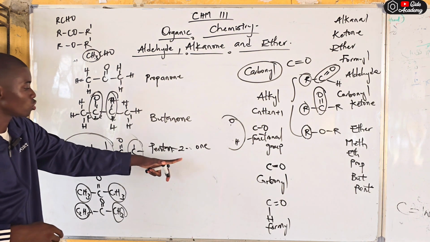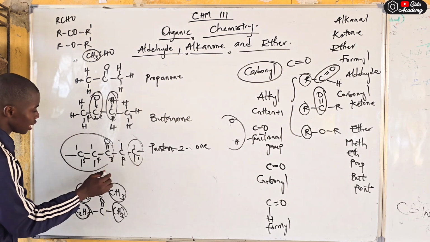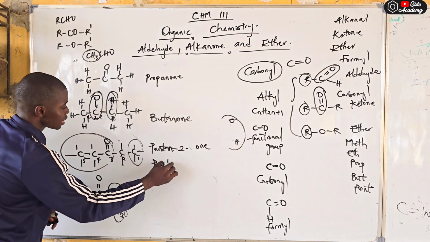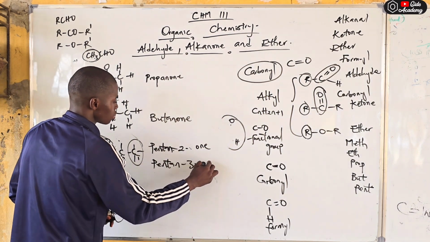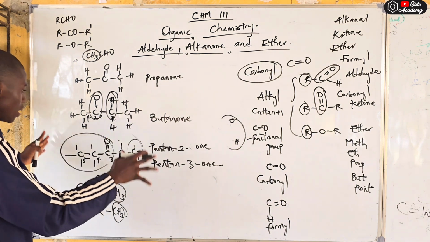So this one will now be pentan-2-one, or if I should move this functional group to this place now, you realize that here will be 1, 2, 3, 1, 2, 3. So it will be what? Pentan-3-one. So that would be the name of the structure you are seeing here.